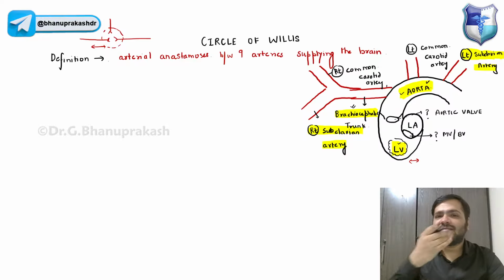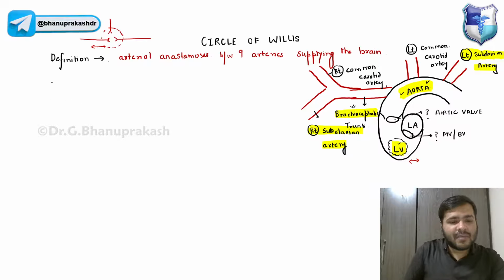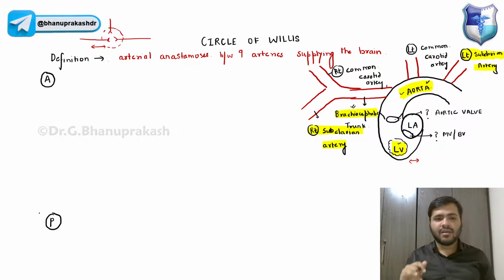Now, the arteries forming the circle of Willis, guys. I have already told you that there are nine arteries. Let us first take the orientation. This is the anterior side, and let us suppose this is the posterior side. Posteriorly, we have the vertebra. Can anyone comment in the chat box: how many vertebrae are there in a human adult? I'm not talking about the newborn, I'm talking about the human adult.